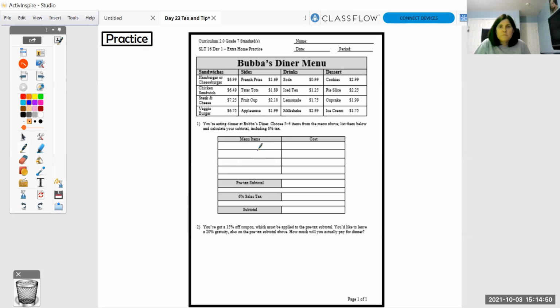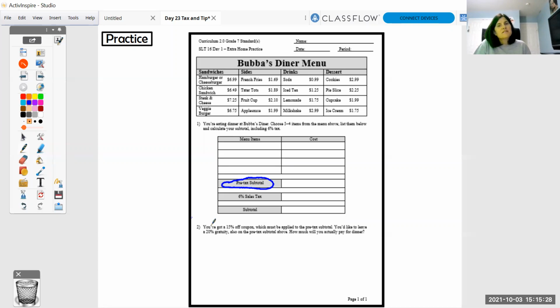So if you look here, you have 1, 2, 3, 4 spaces for items. So I want you to pick 4 things you're going to buy, and you're going to put the cost from the menu in the cost column. Then you will total them up here, and you'll get your pre-tax subtotal. You're going to use this subtotal to calculate 6% tax. And then also you are going to do the 20% tip gratuity. You're going to figure that out.